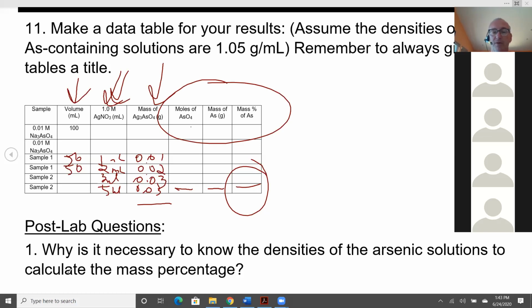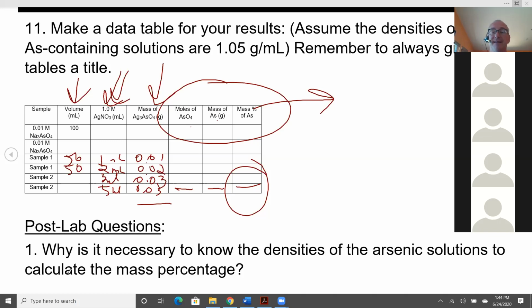So you can calculate moles, you can calculate mass, but you cannot calculate mass percent until all of the arsenate is precipitated. Okay, and do I have the option to choose how much I put of the solution, if each student has a different amount? Yeah, you can add as much or as little of sample 1 and 2 as you want. No, add whatever you want.